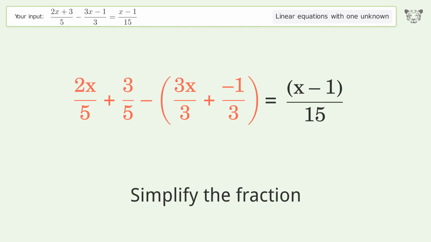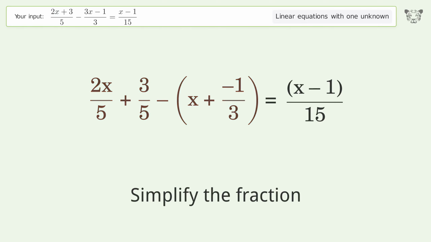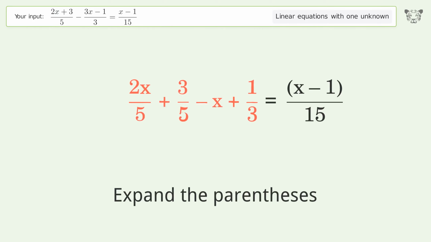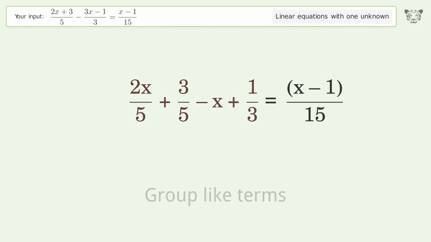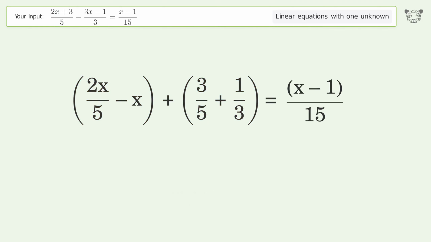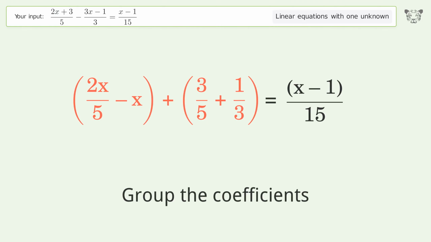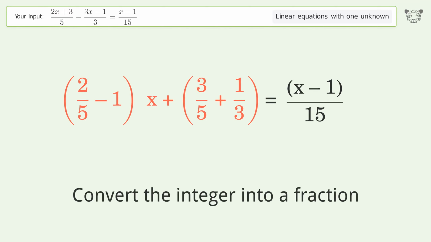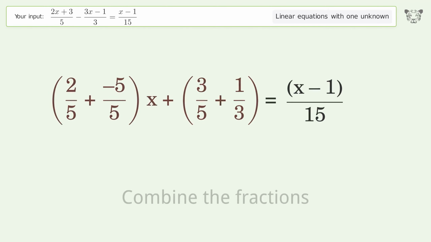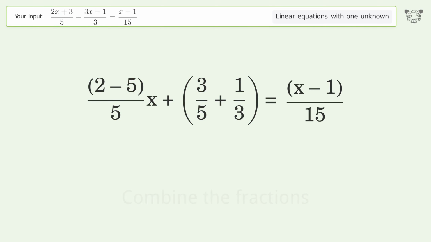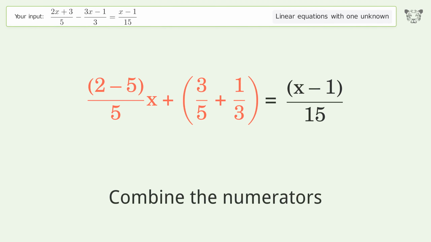Simplify the fraction. Expand the parentheses. Group like terms. Group the coefficients. Convert the integer into a fraction. Combine the fractions. Combine the numerators.